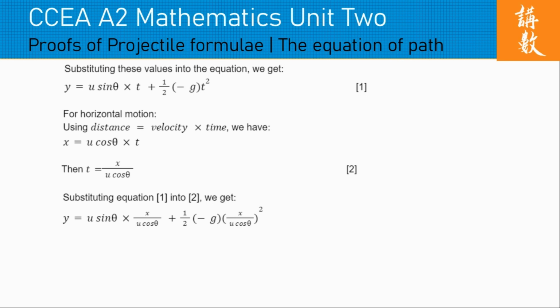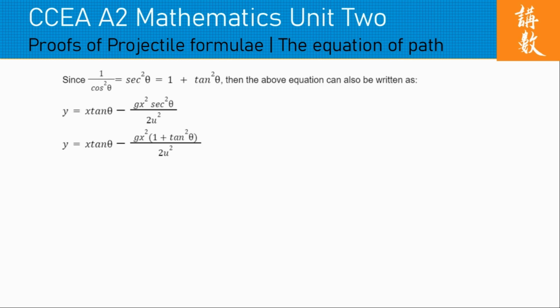Substituting equation 2 into equation 1, we get y equal to u sine theta times x over u cos theta plus half times minus g times (x over u cos theta) squared. Simplifying further, we have y equal to x tan theta minus g x squared over 2u squared times cos squared theta.